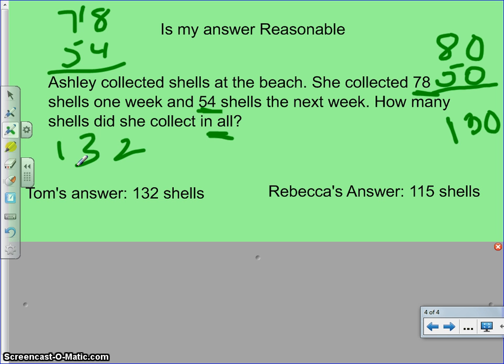So again, let's review here. We want to ask ourselves, is my answer reasonable? Do my numbers make sense? To check that, you can estimate the answer, and hopefully your actual answer is close to what you got with your estimation. If it's way off, like Rebecca's, then I really need to go back and check again.